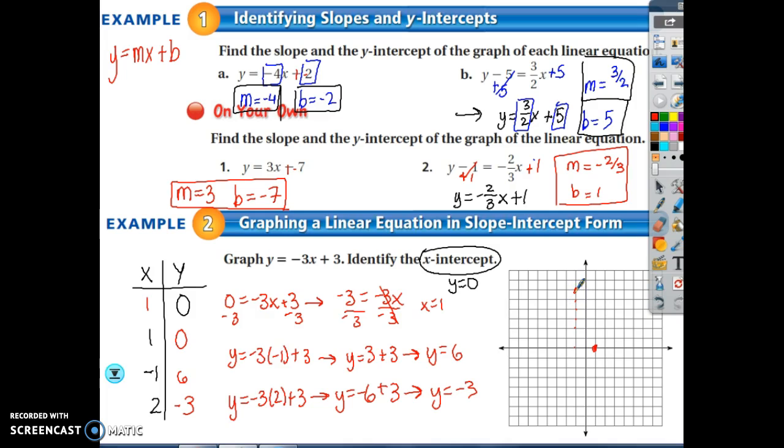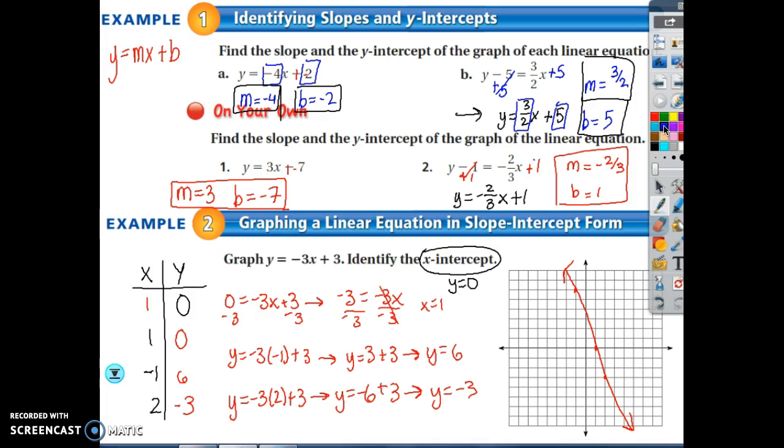And then my last point is the coordinate (2, negative 3). So 2, down 3 would put me here. Connecting these dots, my line looks something like this. Now just to double check, we're going to go ahead and verify our y-intercept and our slope.